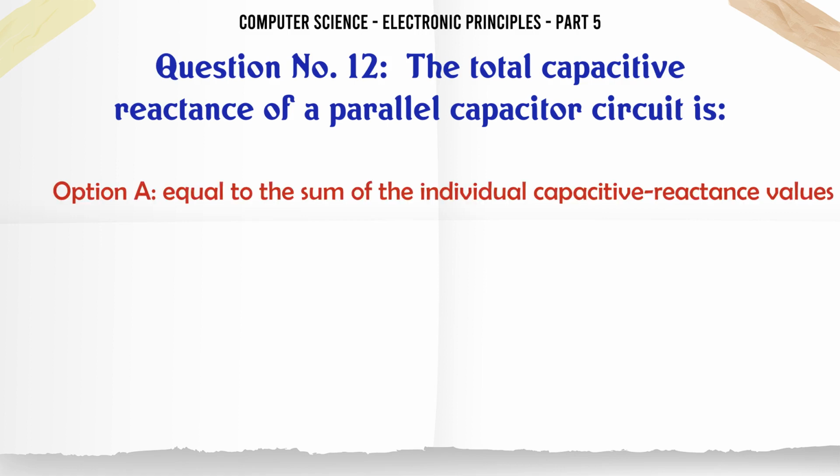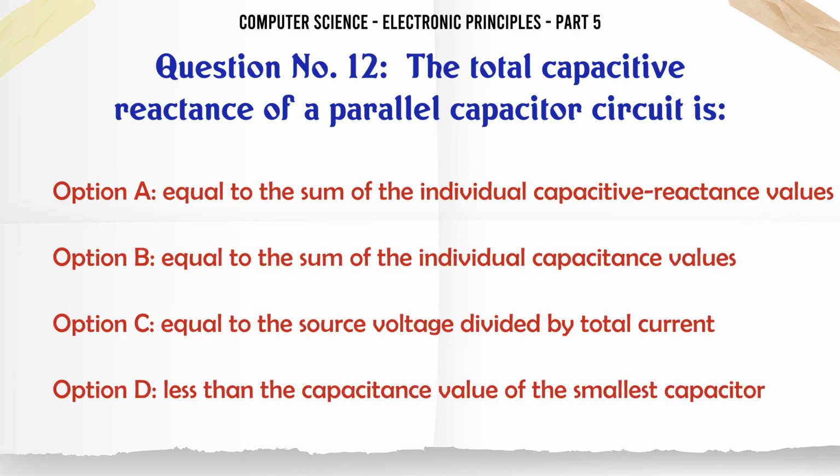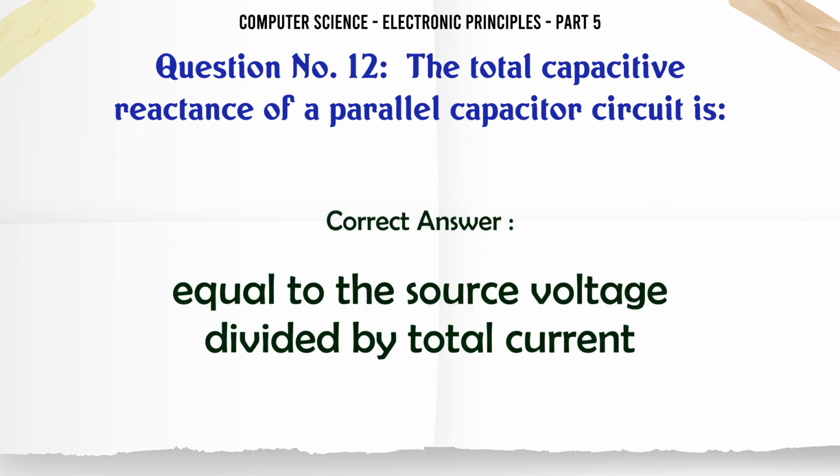The total capacitive reactance of a parallel capacitor circuit is A. equal to the sum of the individual capacitive reactance values. B. equal to the sum of the individual capacitance values. C. equal to the source voltage divided by total current. D. less than the capacitance value of the smallest capacitor. The correct answer is equal to the source voltage divided by total current.